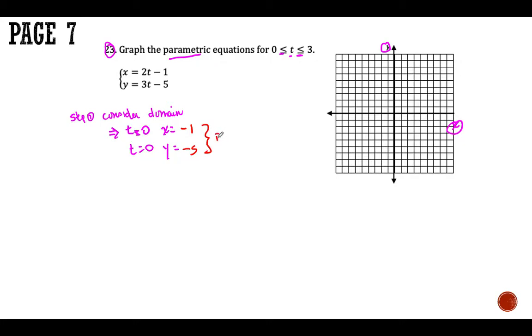Plot. So when x is equal to negative 1, y is equal to negative 5, closed circle, because t is actually equal to 0. Now consider the end of the domain. What would the end of the domain look like?